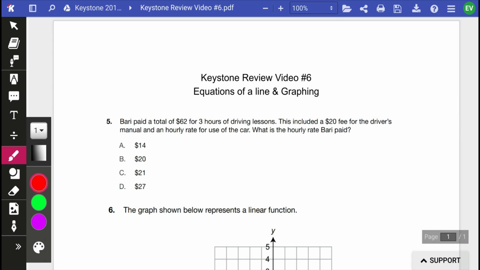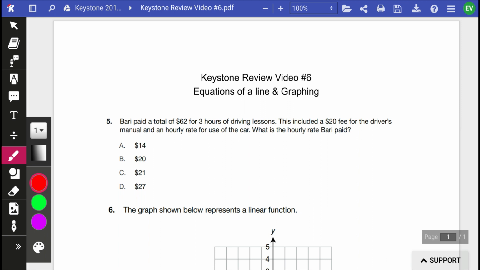For question number 5, Barry paid a total of $62 for 3 hours of driving lessons. This included a $20 fee for the driver's manual and an hourly rate for use of the car. What is the hourly rate Barry paid?